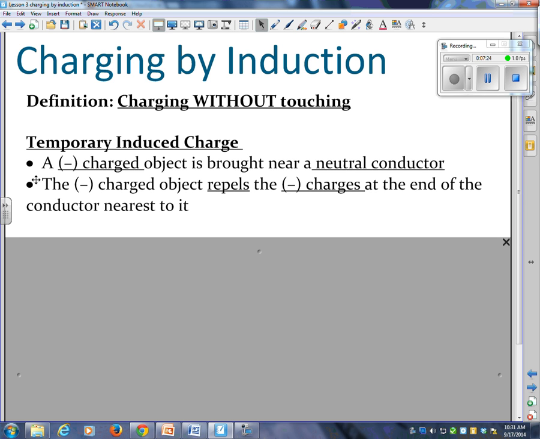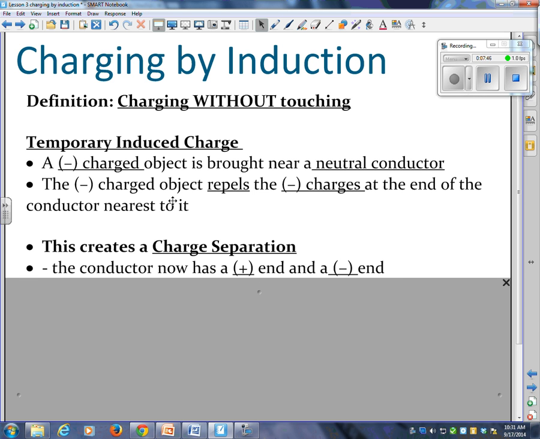Don't get a shock. A negatively charged object is brought near a neutral conductor, so you just sort of tease it, come up close, but don't touch it. Don't shock it. Like when you get close to a TV, the old style TV, the big box one. You turn it on. So the charged object repels the negative charges at the end of the conductor nearest to it.